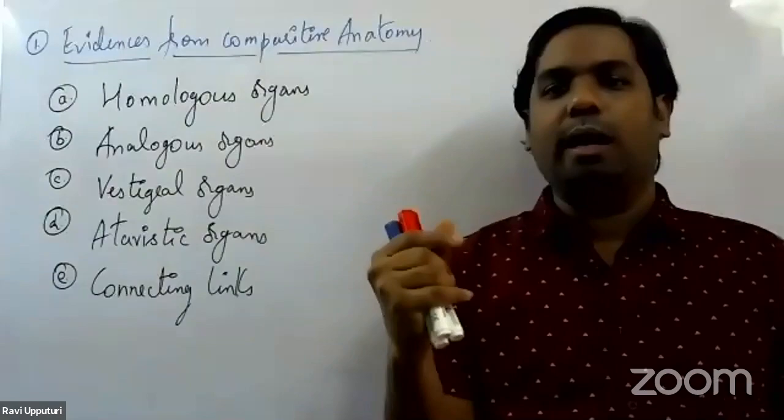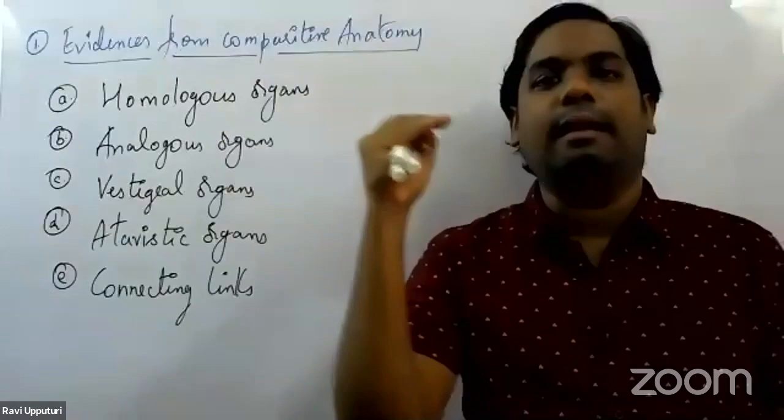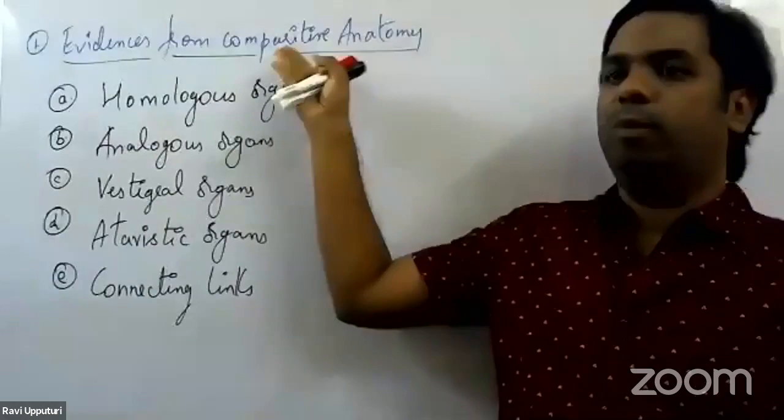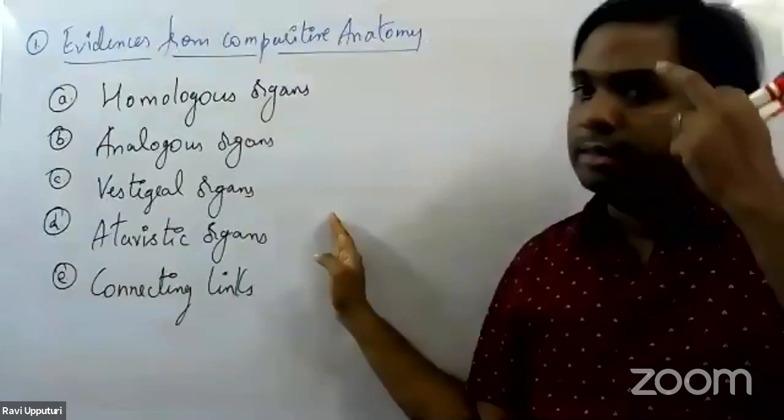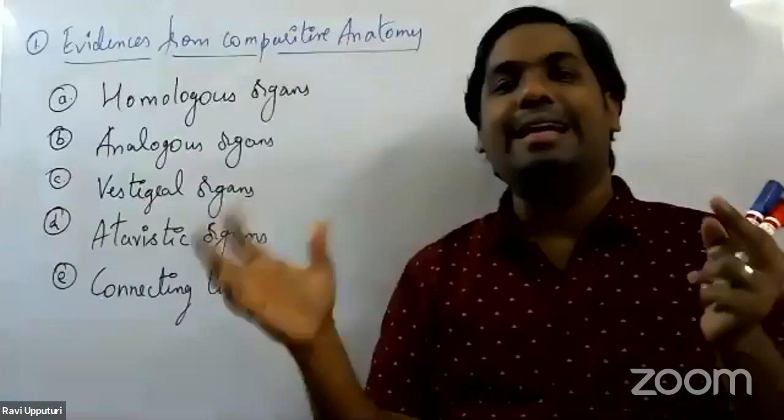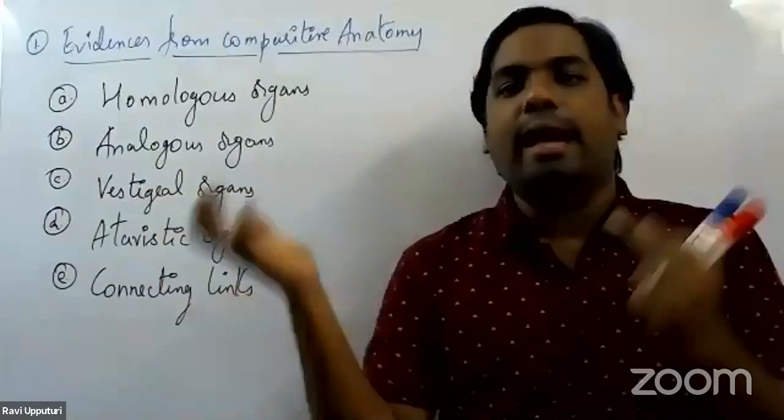That is the reason why scientists have started collecting evidences with regard to the anatomy as well as morphology of the organs. By studying homologous organs, analogous organs, vestigial organs, atavistic organs, as well as the connecting links, we will be able to identify what sort of relationship exists between two organisms or between several organisms, and in what way evolution has taken place.